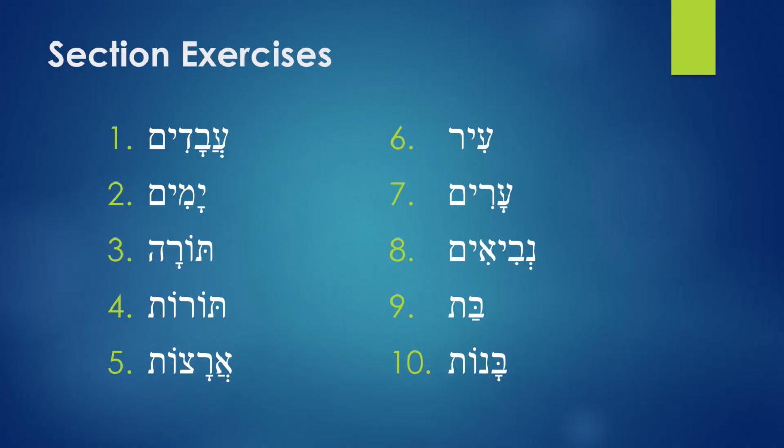Word number 10, the last word, we have the word banot. Banot is a feminine plural noun. Why? Because of that ot ending. It's a plural form of the word bat. Bat means daughter, banot means daughters. So what I want you to do is to learn how to pluralize nouns, how plurals are formed in Hebrew. Know the singular and know the plural.